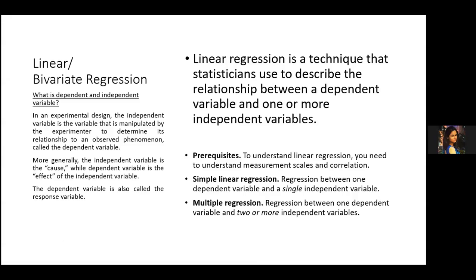To understand linear regression, you need to understand measurement scales and correlation. We have already discussed this. Simple linear regression is when you have 1 dependent variable and 1 independent variable. But multiple regression is when you have 2 or more independent variables. Here, in scenarios 1, 2, 3, 4, which scenarios were simple linear regression and which were multiple?